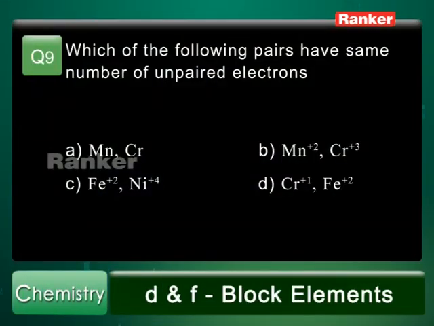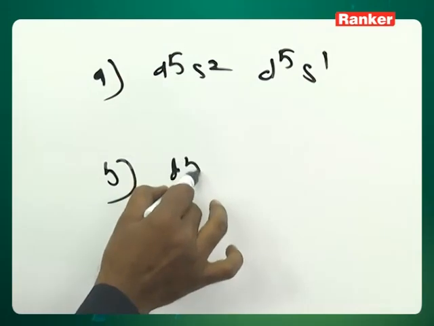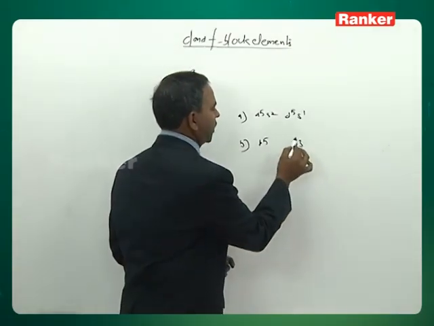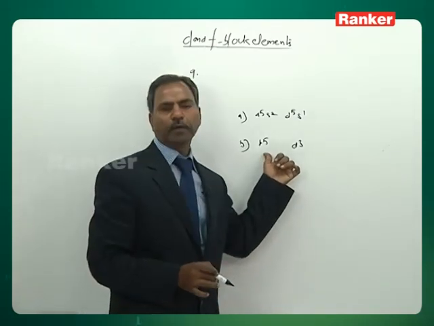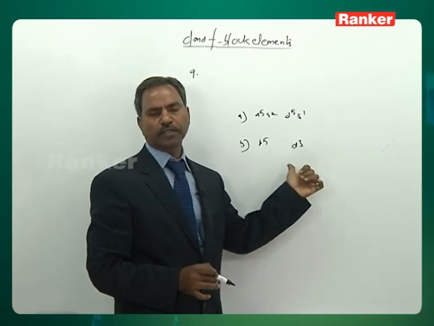Coming to option B, Mn+2. Mn+2 means again d5 configuration. Chromium+3 means d3 remaining. See, 5 unpaired electrons and 3 unpaired electrons. So it is not our answer.